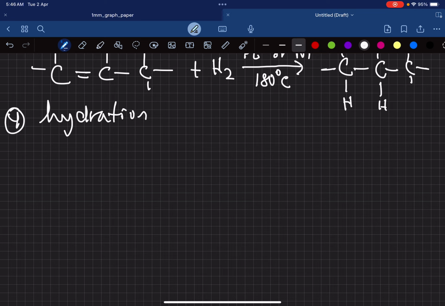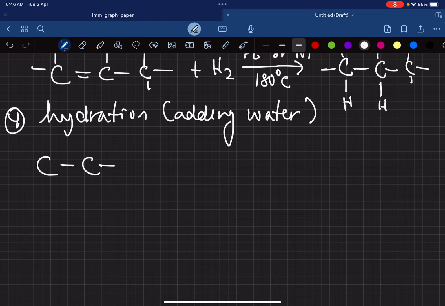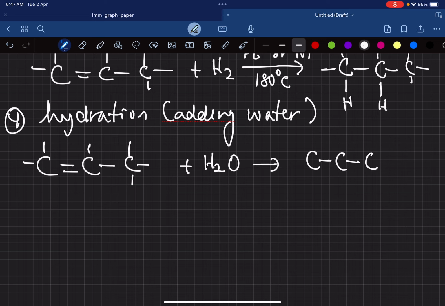Okay, hydration basically is adding water. So in this reaction, you take your alkene again, and I'm going to use propene again, and you add water. Ta-da! Let's forget the state first. What happens here is you add water. Again, you get two cases.